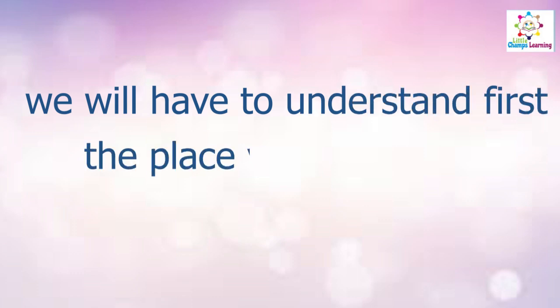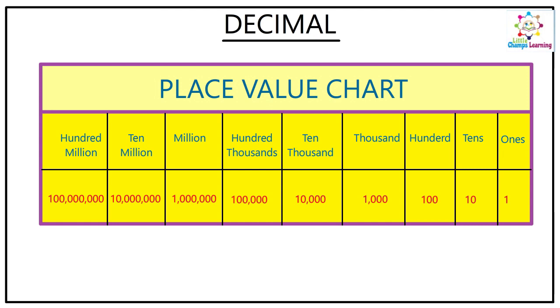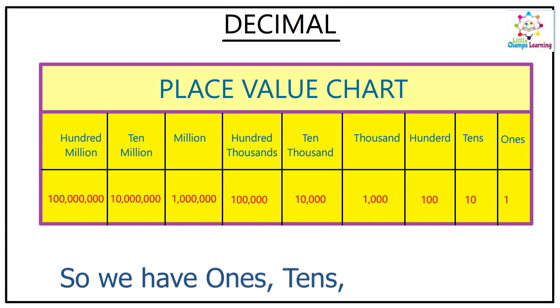Today we will learn about decimals. To look at decimals in brief, we will have to first understand the place value chart of the number system. In the place value chart, we have always seen numbers only up to whole numbers. So we have ones, tens, hundreds.